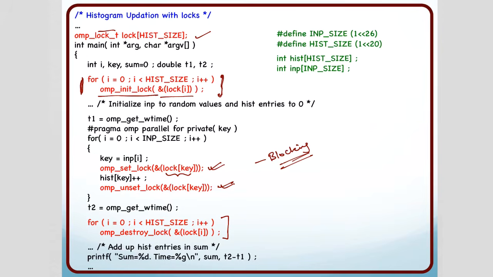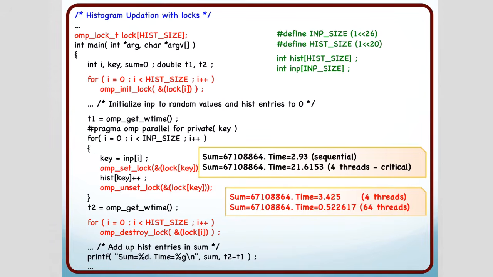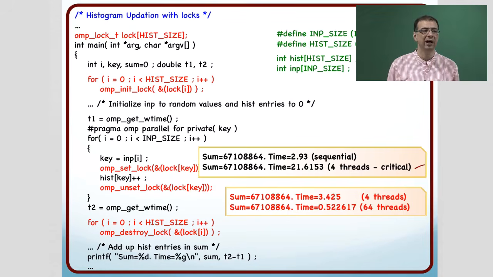So again, for any particular lock, it can only be acquired by one thread at a time. So if we run this code, this is what I see. So definitely I've got rid of the overheads of critical. So with critical it was taking about 21 seconds, but at least I have it down to like 3.4 seconds with 4 threads. And if I increase the number of threads to 64, I start seeing some gains. Right? With 4 threads, I'm still not seeing gains. It's still worse than running a single thread.